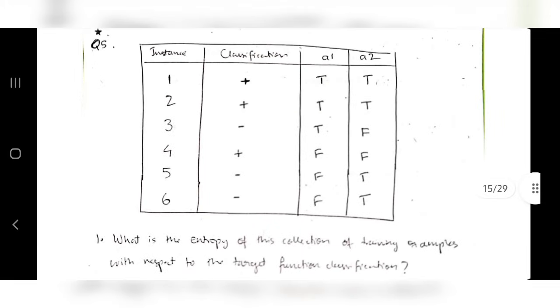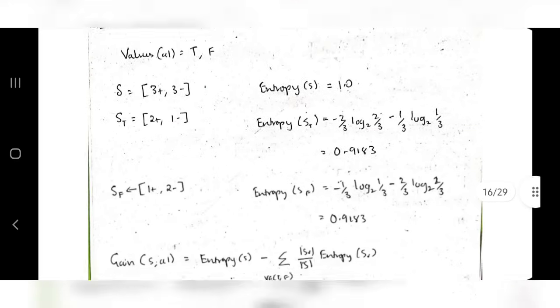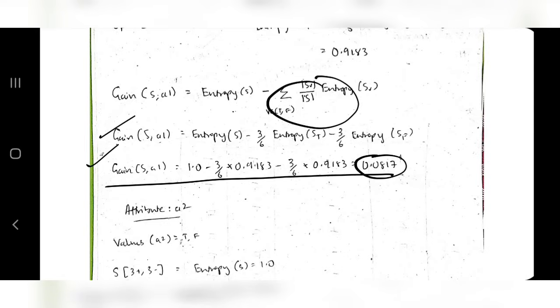Same thing you do for false also. How many values are there for a1 false? One positive and two negative. That's all you will be writing here also, sf, and you will be inserting these values. Calculate this one and find out this answer, and this answer you keep in your mind.